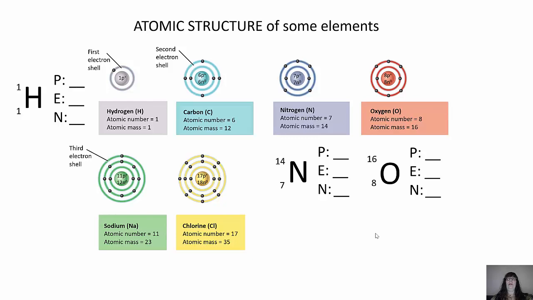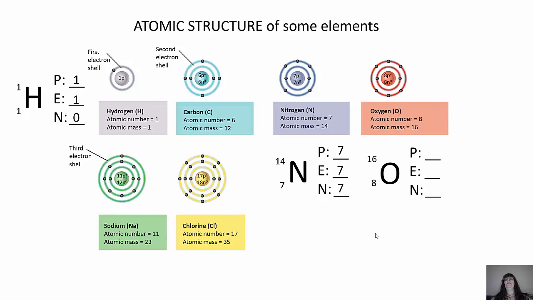However, we know it's a neutral element. So the number of protons is going to equal the number of electrons. So it's going to be 1, 1, and 0. Now, if you look at nitrogen, atomic number is 7. The atomic mass is 14. So you have 7 protons. You have the atomic mass is 14. So you have 14 minus 7 is 7. And then again, we know this is a neutral element. So 7 electrons as well. So 7, 7, 7.